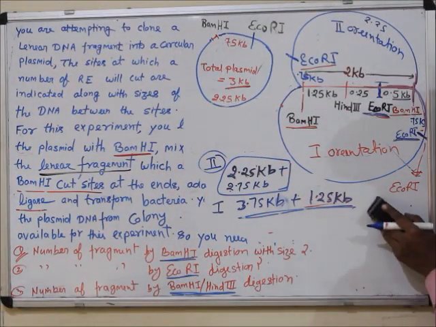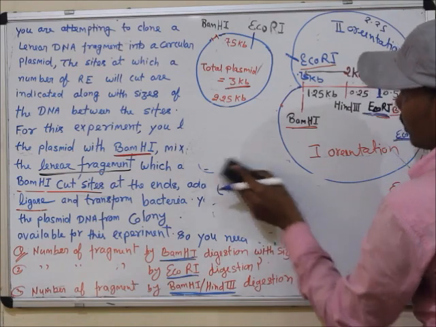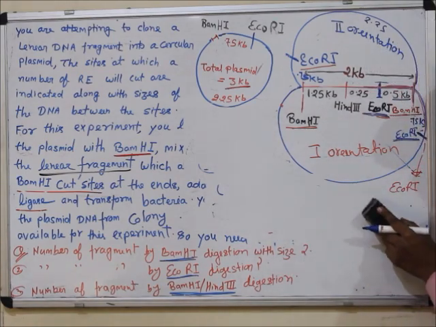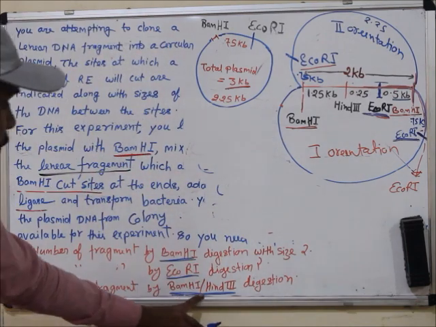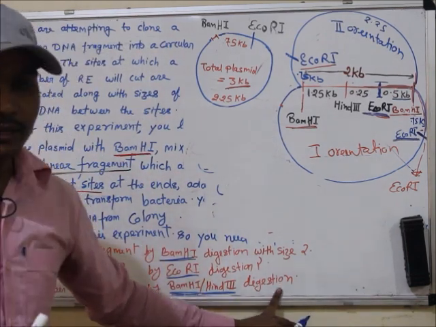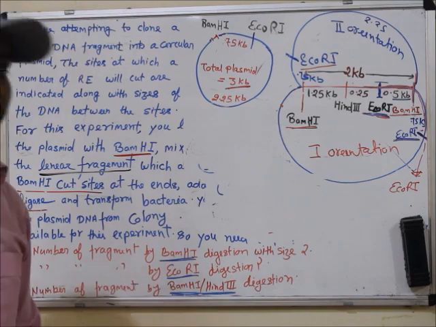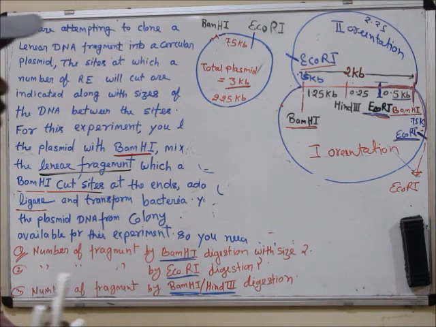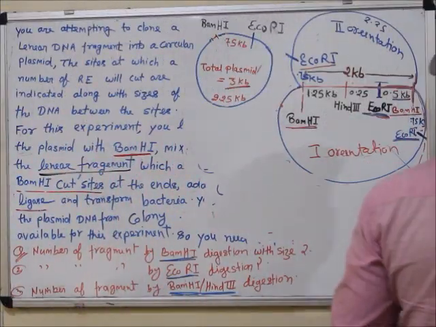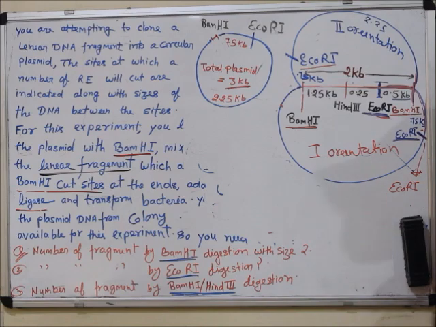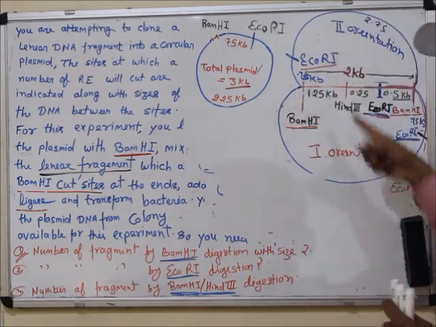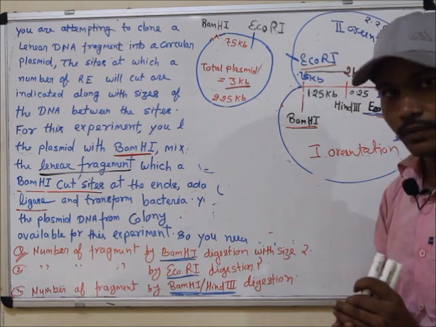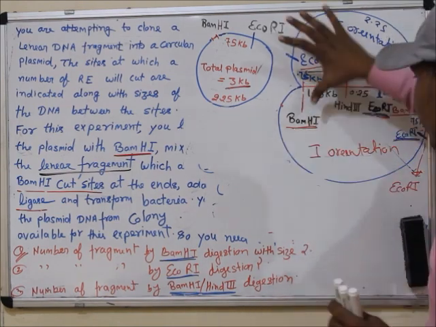Then again, BamHI and HindIII digestions. There is the question: we have BamHI and HindIII digestions for the two orientations. That is the first orientation, that is the second orientation. This is the restriction mapping.